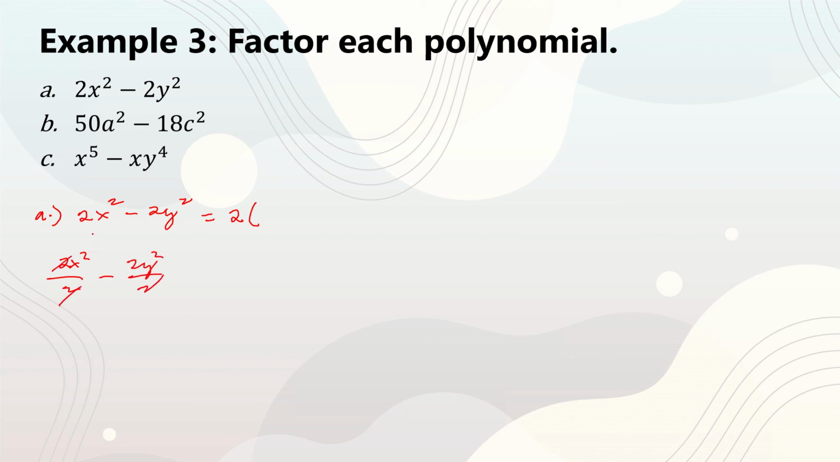So, 2x squared divided by 2, yung matitira is x squared. Minus 2y squared divided by 2, so yung matitira y squared.